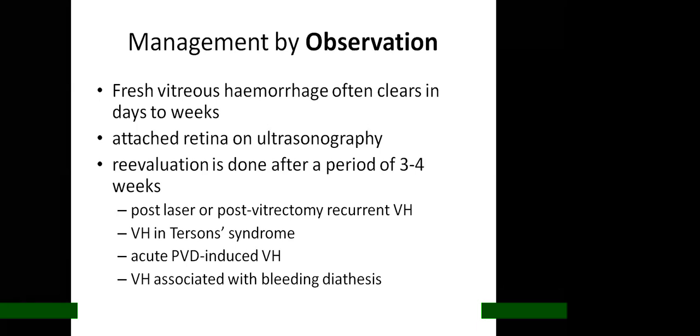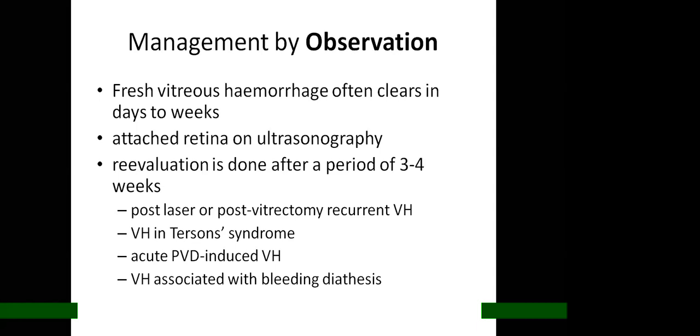If it's a mild to moderate hemorrhage, you can probably see through. If you can't see through, you want to do an ultrasound. You want to be certain your retina is attached. You want to be certain that there's no retinal disease that will progress while you're observing. So you keep evaluating the patient every 3 to 4 weeks.